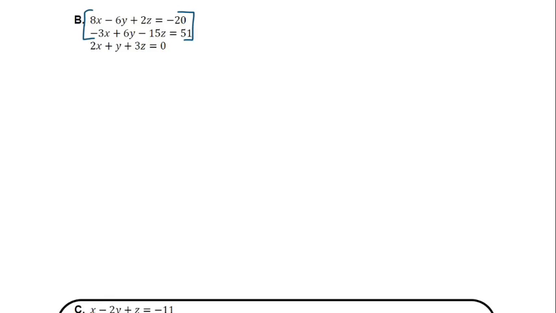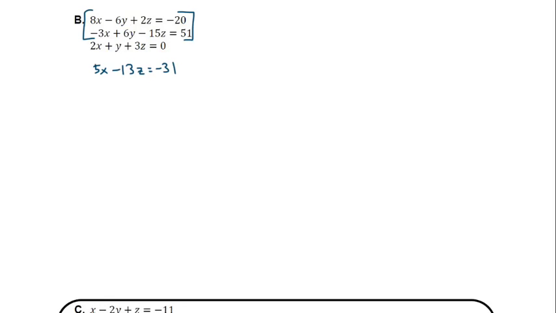Okay? So -3, 8 minus 3 is 5. So I got a 5x. -6 plus 6 is 0. 2 minus 15 is -13. Z equals -20 plus 51. That is -31. Okay? All I did was combine these first 2 to get rid of y. Alright? Now, what I'm going to do is I'm going to have to rig the second one to get rid of it. So I got this -6, and I got to rig that to get rid of the y's.